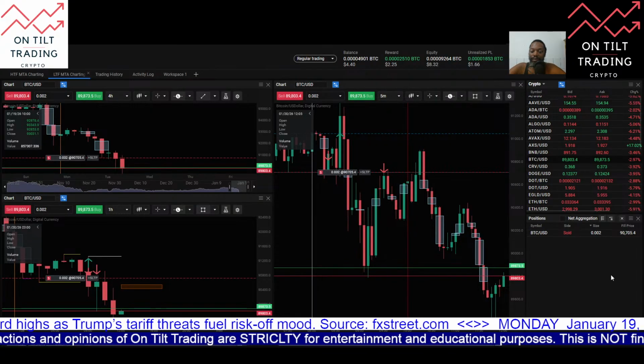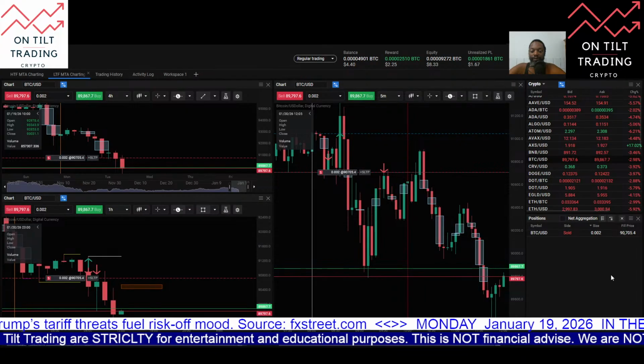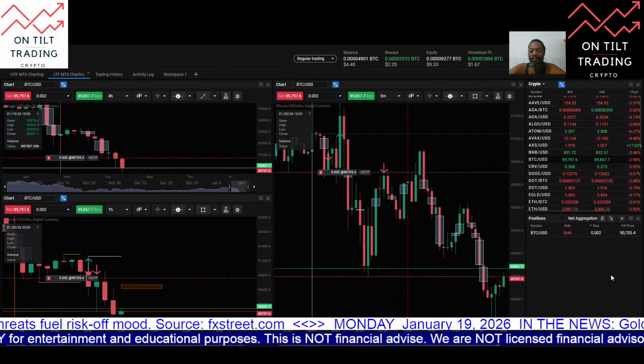Price still trading within this first bearish fair value gap here.